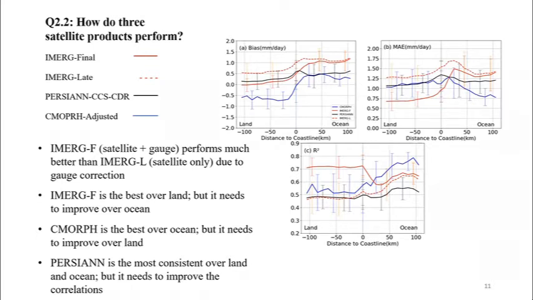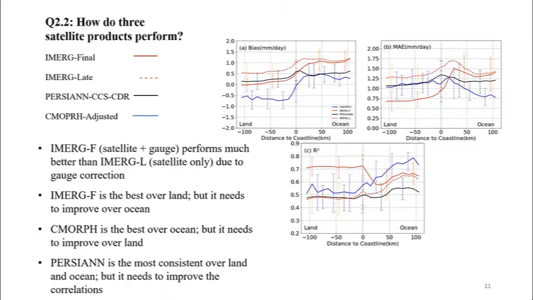But the interesting thing is, for those three products, they're all merged with some kind of surface-based measurements over land. In the end, IMERG final is the best among the three products using three metrics. But IMERG needs improvement over ocean. For example, if you look at panel A, the red solid line shows a pretty large positive bias over ocean. Now, if we look at the NOAA product CMORPH, it is the best over ocean, but needs improvement over land. Okay, if you look at panel A, you see the negative bias of the blue line.